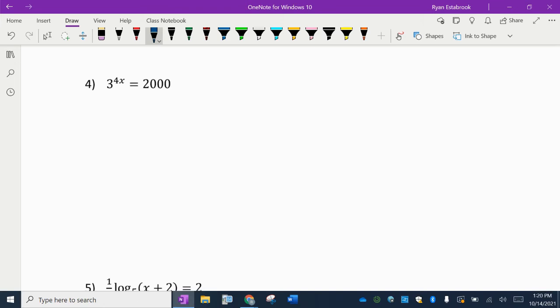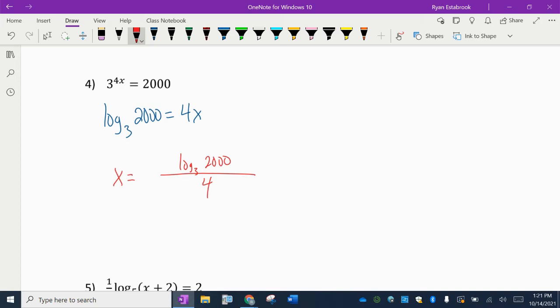Convert to log form. So this is going to be log of what base? 3. Log base 3 of 2,000 equals 4x. Good. And just this simple conversion almost already has x all by itself. Now ask yourself, what do I need to do to get x all by itself? Wouldn't you need to divide by 4? Good. Divide both sides by 4. So x equals log base 3 of 2,000 divided by 4.